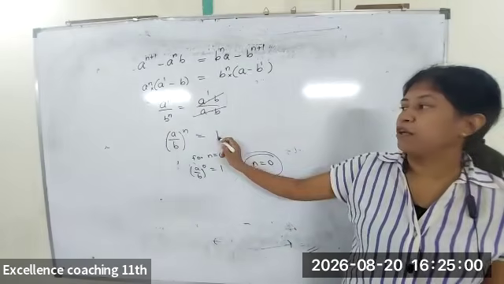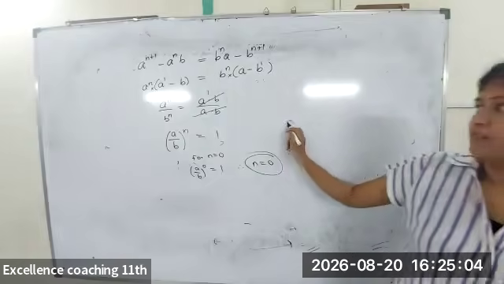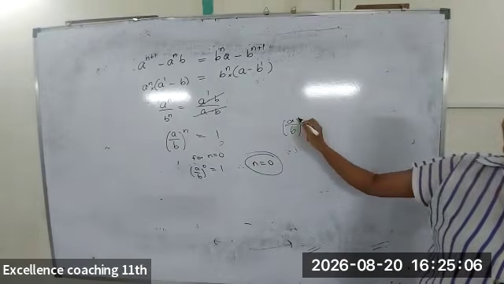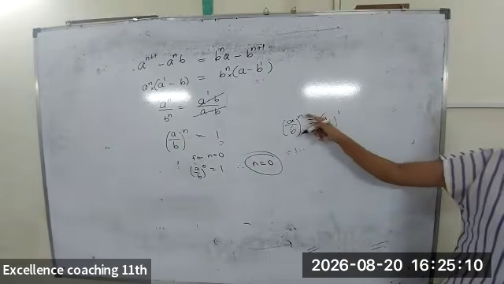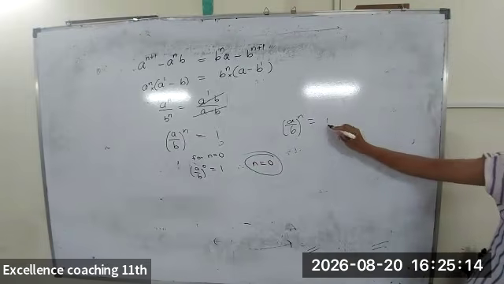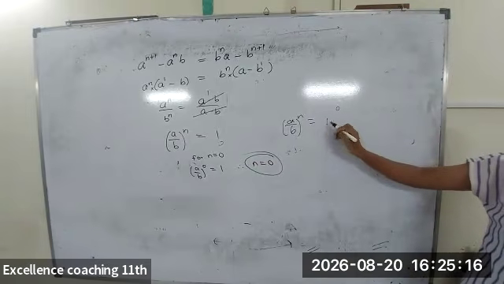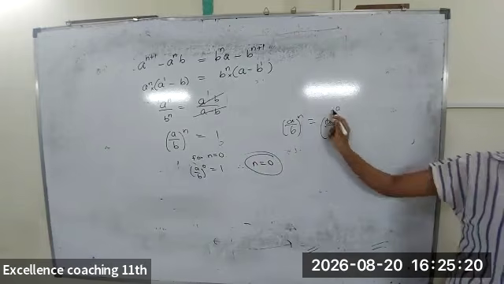If this side was a upon b, then the value of n would have been 1. If something like this was there, that means if you compare, it will be 1. Since it is 1, you know that this must have been 0 and then it became 1. So n will be 0.